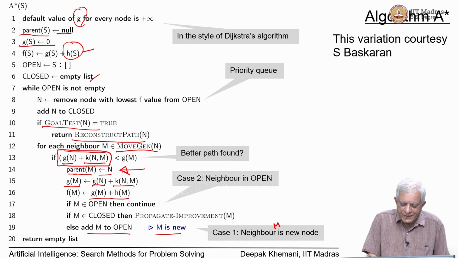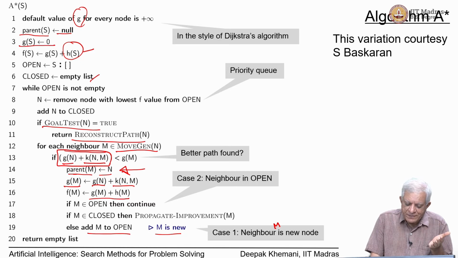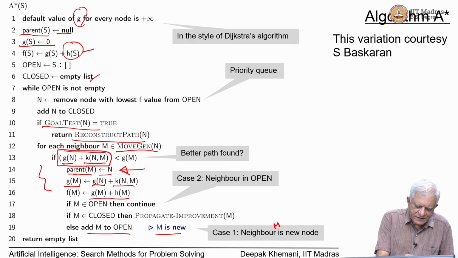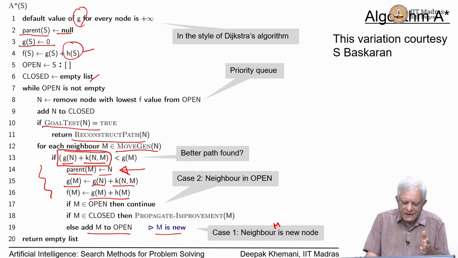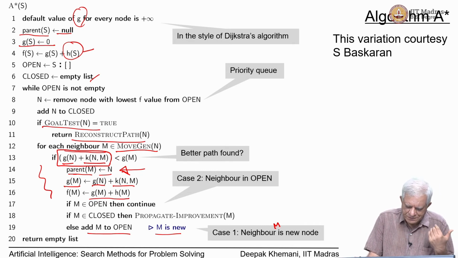Case 2 is when the node was already on open, and it had some original g value, but we found a better g value, and we have updated the better g value in these lines here, and then we can simply continue. This is what, for example, Dijkstra's algorithm does essentially.